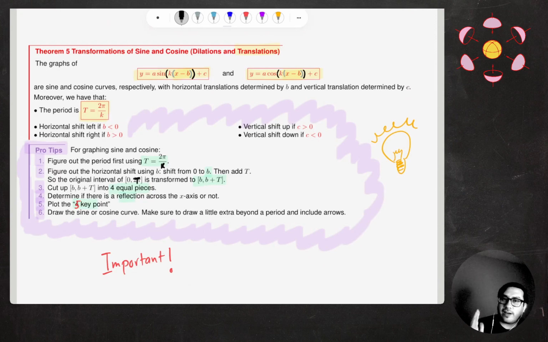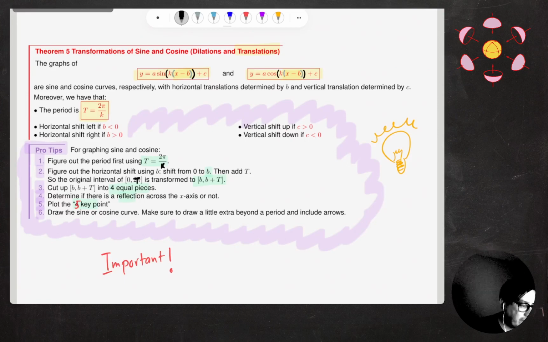Gosh, too many typos. I need a copy editor. Okay, once we've got the interval and we know where to start it and end it, cut it up into 4 pieces. That's our next step. And then finally, we need to decide if there's a reflection across the x-axis or not. That's whether A is a positive or a negative number. And then plot the 5 key points.